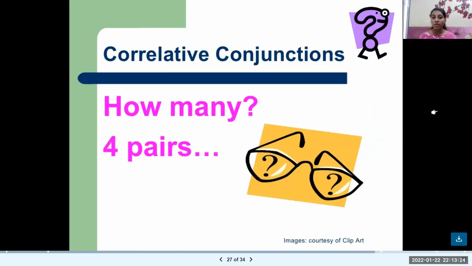Before, when we were studying the different types of conjunctions like subordinating, there were 7 words, right? They had defined that there are 7 or more than 7. But here there are 4 pairs. That means they are used together. A pair of words that are used together is a correlative conjunction. So let us see the 4 pairs and what they are.